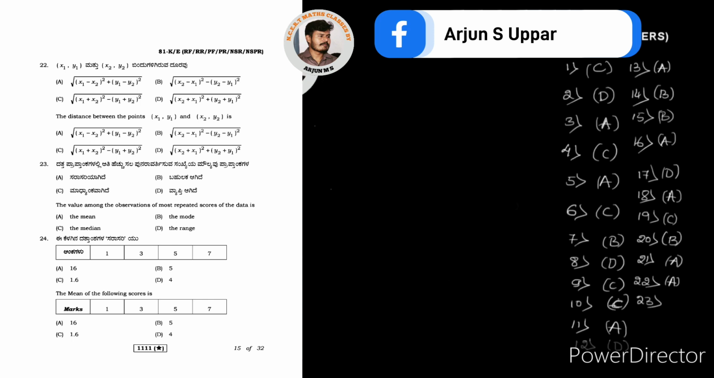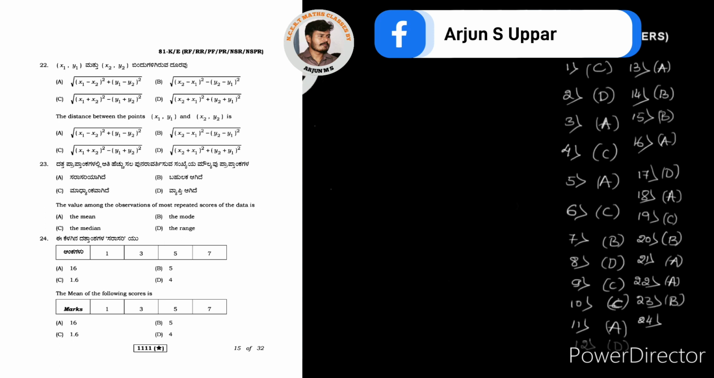So the 23rd question. The value among the observations of the most repeated scores of the data is... So the maximum times repeated data is considered as mode. That's why option B is correct for the 23rd question.